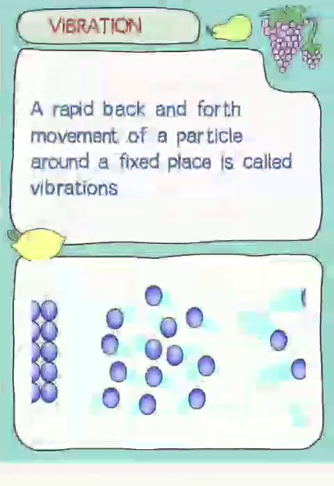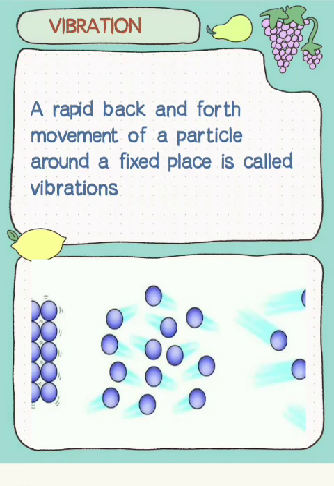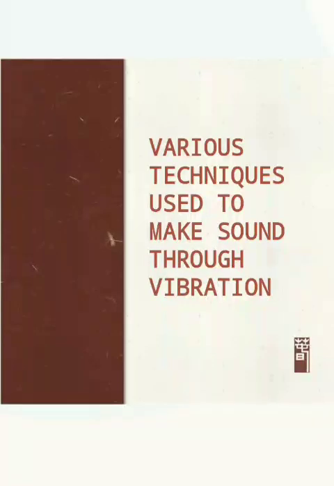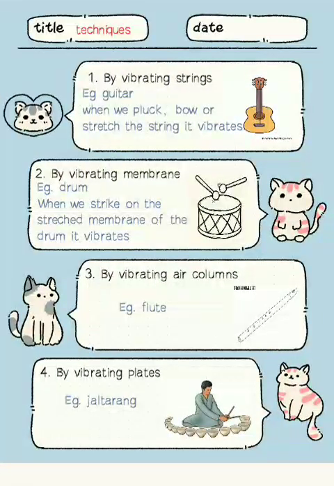Vibration. A rapid back and forth movement of a particle around a fixed place is called vibrations. Various techniques are used to make sound through vibration. A vibrating string. Example: guitar. When we pluck, pull or stretch the string, it vibrates.